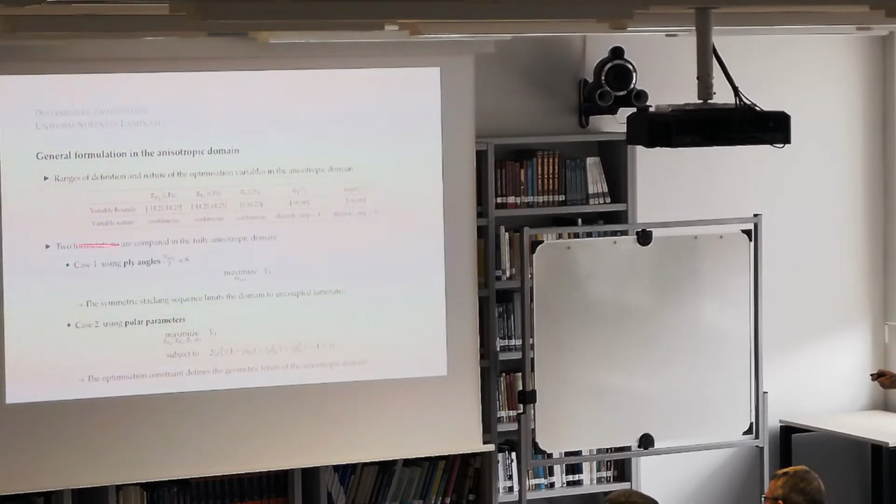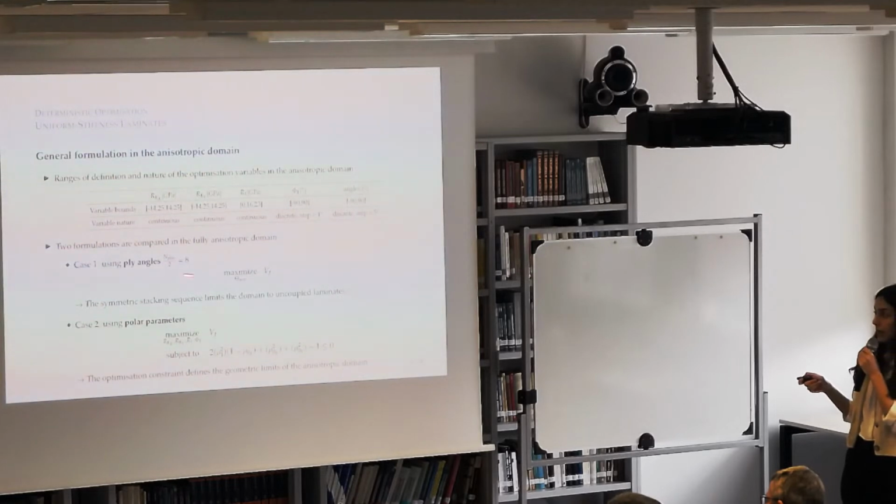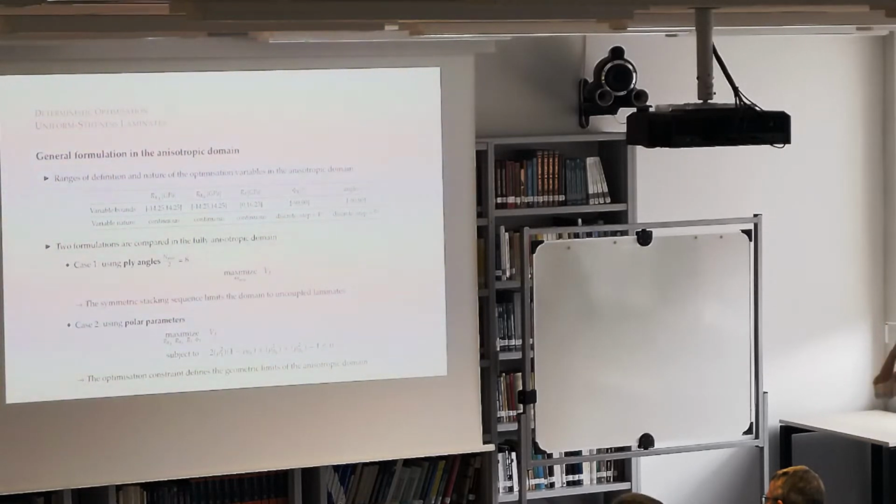So for the first case, I use ply angles as optimization variables, so I have the direct approach. But I only have 8 optimization variables because I consider a symmetric ply, so my 16 plies are divided by 2. For the second case, I use polar parameters as the optimization variable, so it's the multiscale approach. And in this case, we can see that I have a constraint in my optimization formulation, which defines the limits of my anisotropic bound, the geometric limit that we defined earlier.